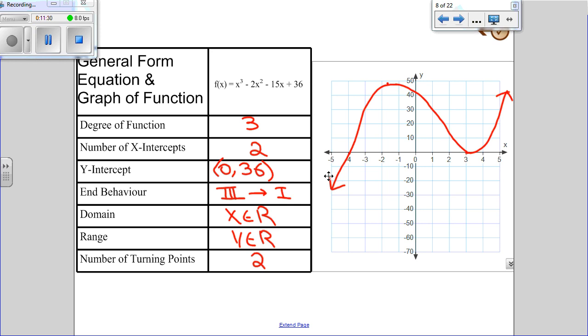Highest exponent. So it's 3. So you just look for the highest exponent, boom, there you go. Number of x-intercepts. This one's a little tricky because it actually comes down and touches one time right there.